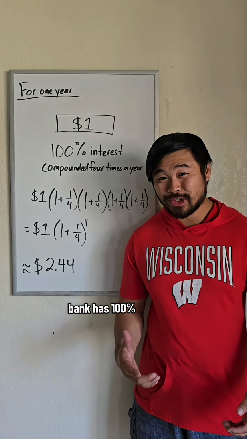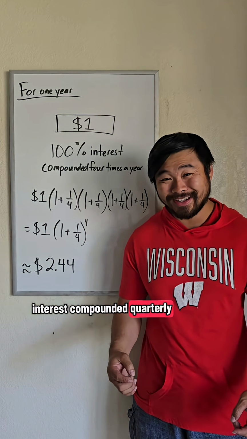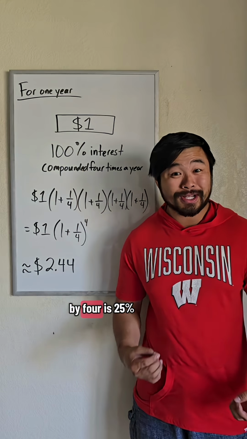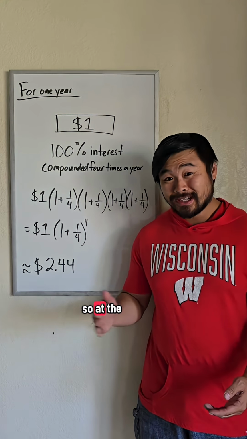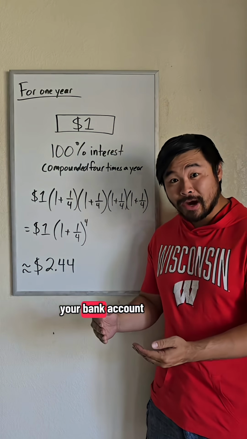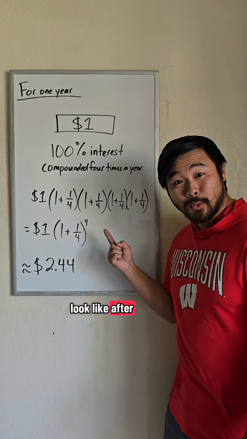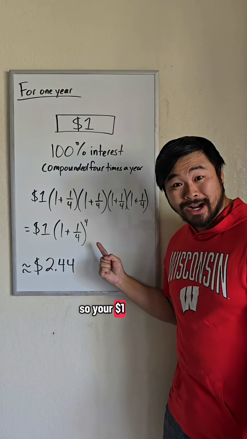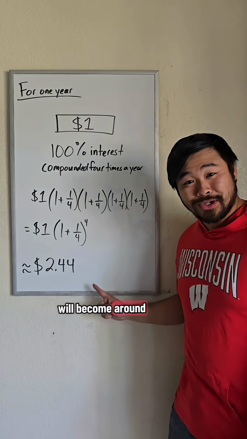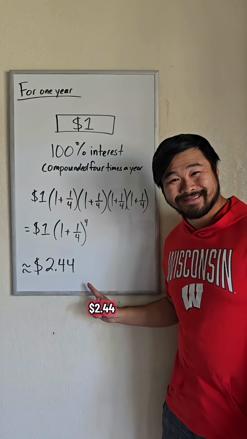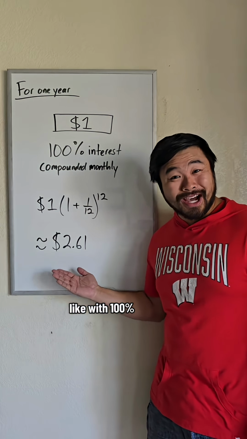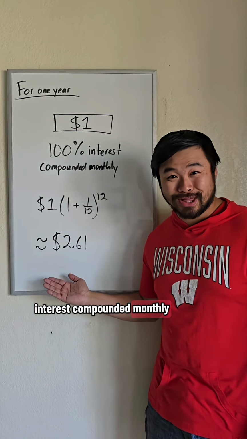Now, if a bank has 100% interest compounded quarterly, well, 100% divided by 4 is 25%. So at the end of every quarter, whatever's in your bank account will increase by 25%. So this is what it would look like after 1 year. So your $1 at the end of 1 year will become around $2.44. And this is what it looks like with 100% interest compounded monthly.